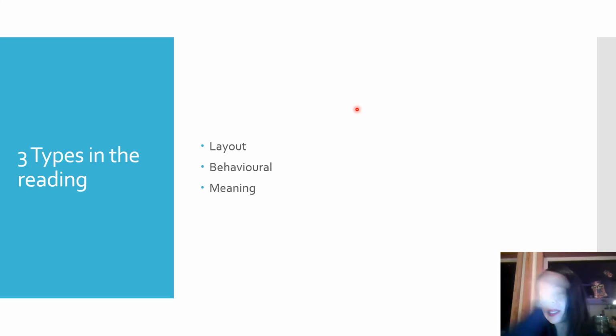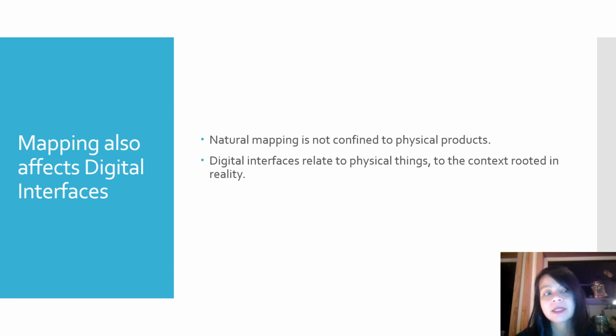And then also meaning, where red should mean stop and action. So a red button usually should mean stop, or green should mean go, because we have these associated meanings in our minds, which brings us to mental models. Okay, but that would be the next slide. But first I want to talk about how mapping also affects digital interfaces.